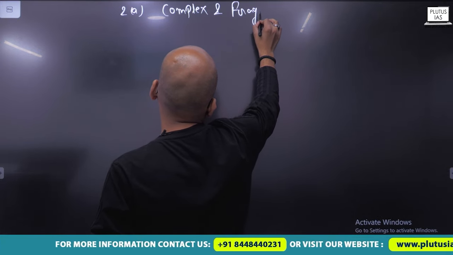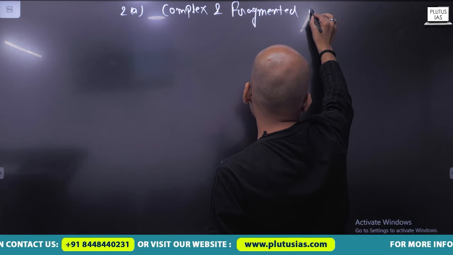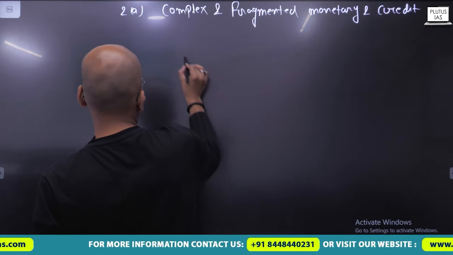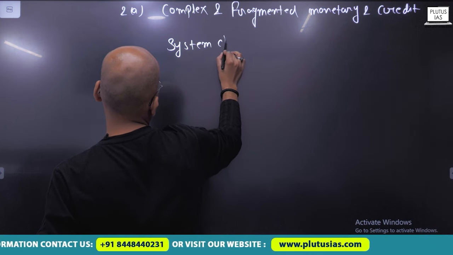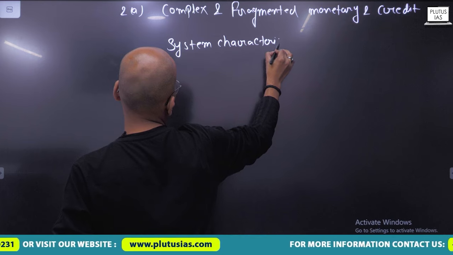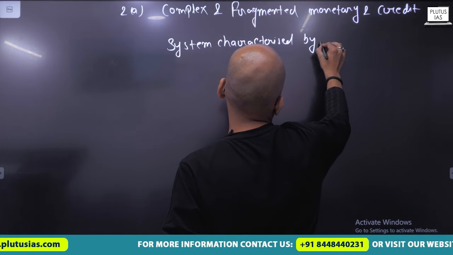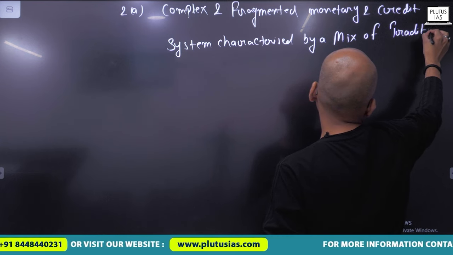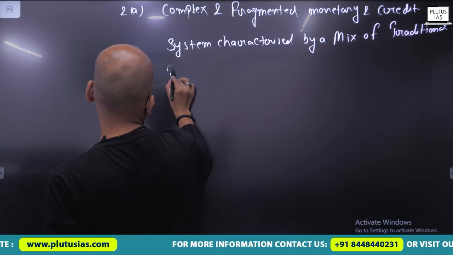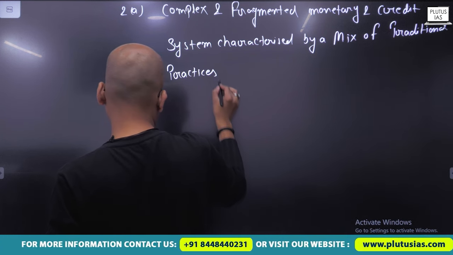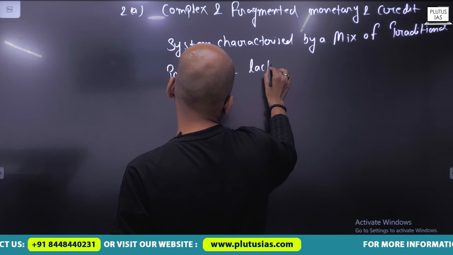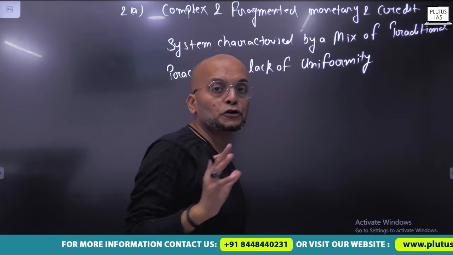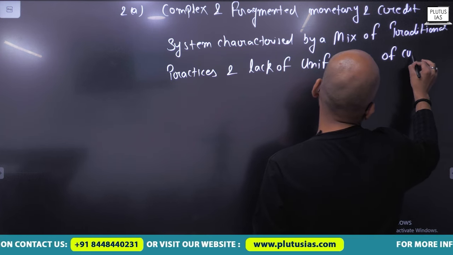A complex and fragmented monetary and credit system characterized by a mix of traditional practices and lack of uniformity of currency. This is an important point, that there was no uniform currency.